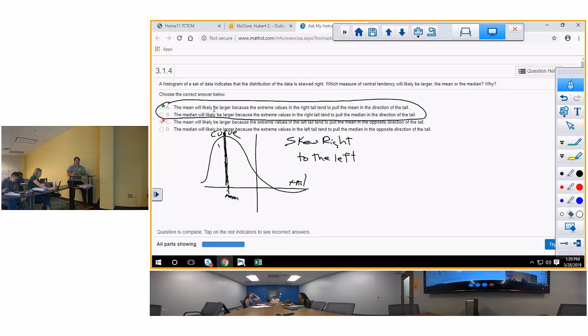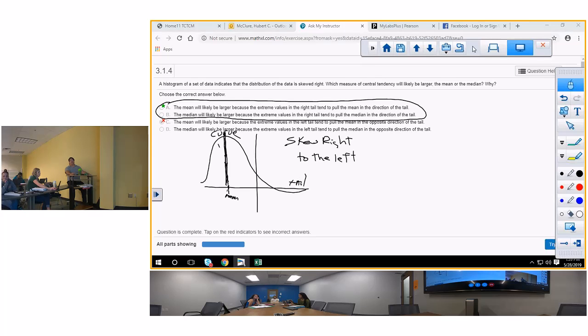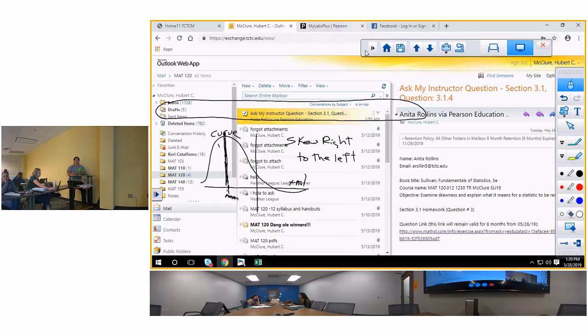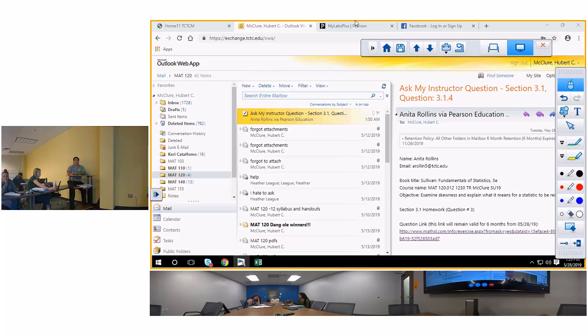Now, the mean will likely be larger because the extreme values in the right tail tend to pull in the direction of the tail. I think it should say the curve, not the tail. That's just my own opinion. I didn't write the book. But it makes more sense if you go with the curve than the tail. Not a good question. I'm glad you sent it, but that's not a good test question.